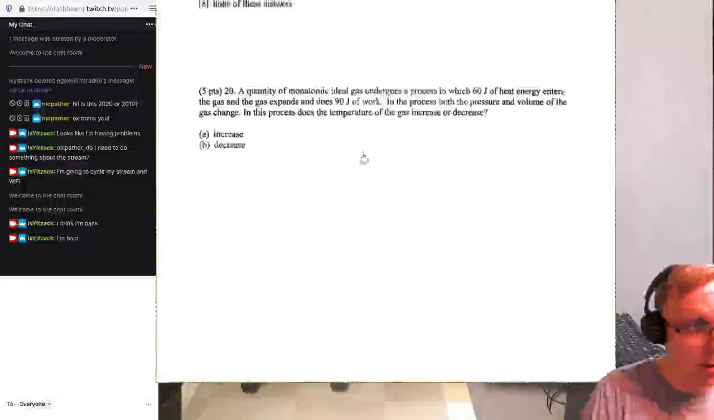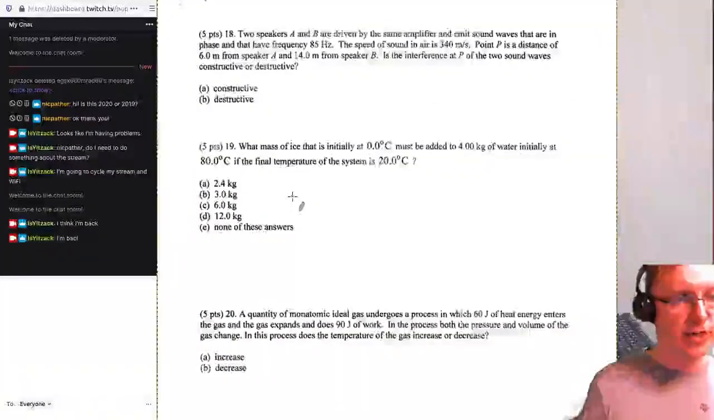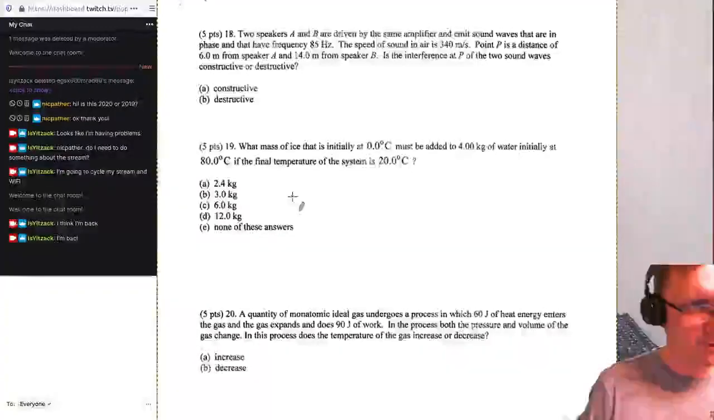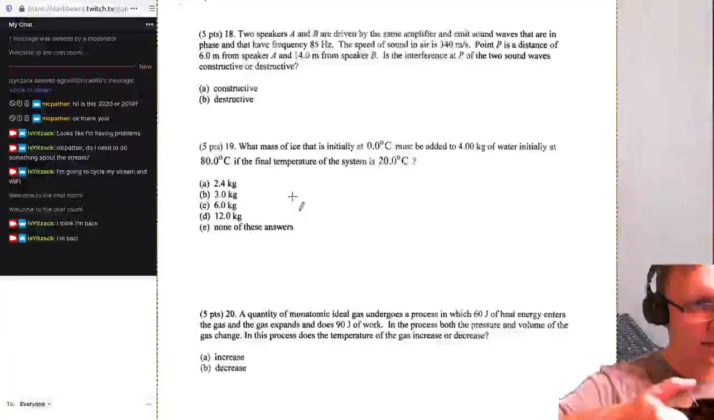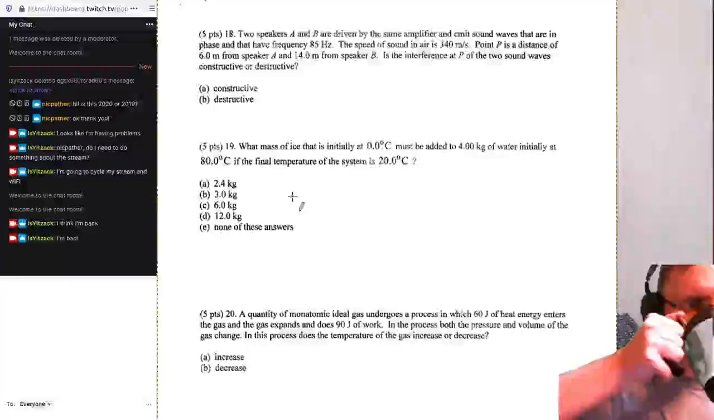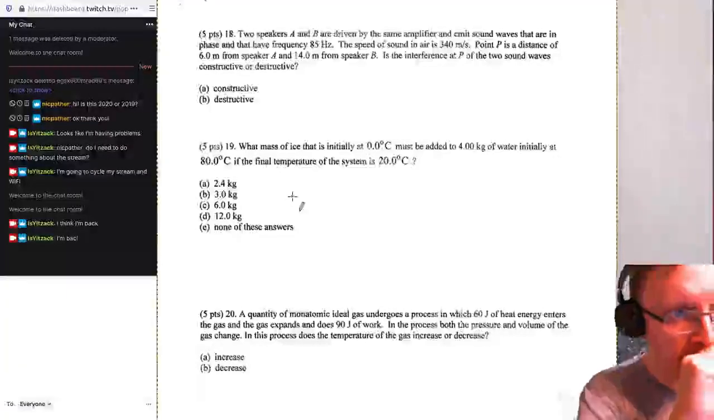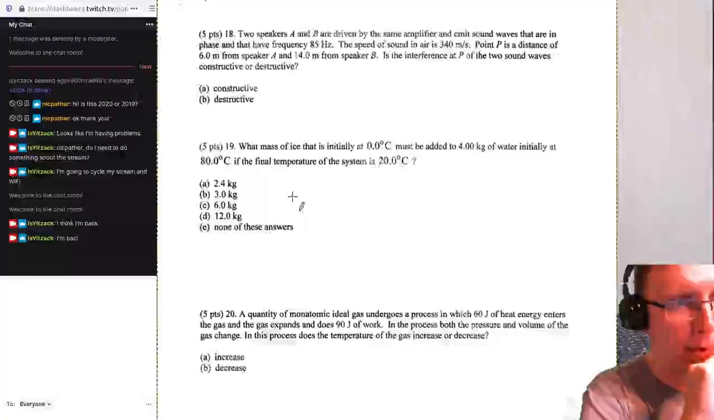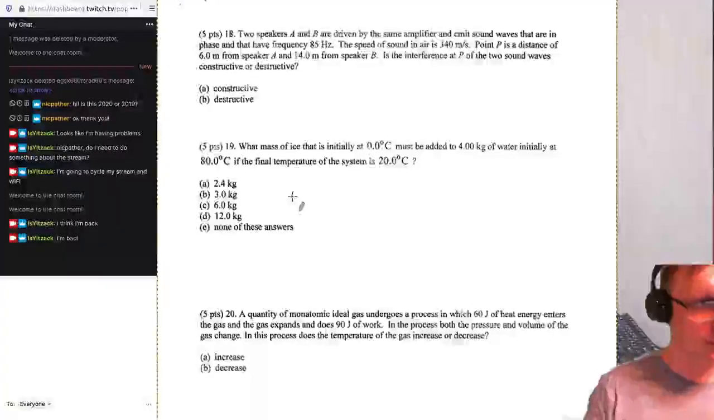Last page. Two speakers, A and B, are driven by the same amplifier, emitting sounds that are in phase and have a frequency of 85 hertz. Speed of sound is 340. Point P is 6 meters from speaker A and 14 meters from speaker B. Is the interference at point P of the sound waves constructive or destructive? Okay.